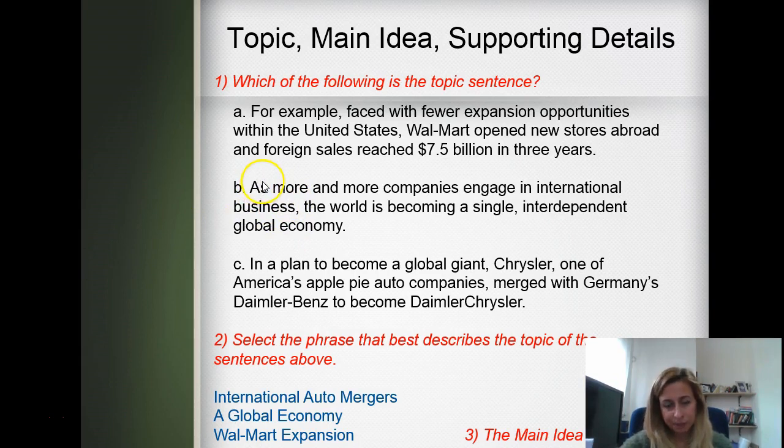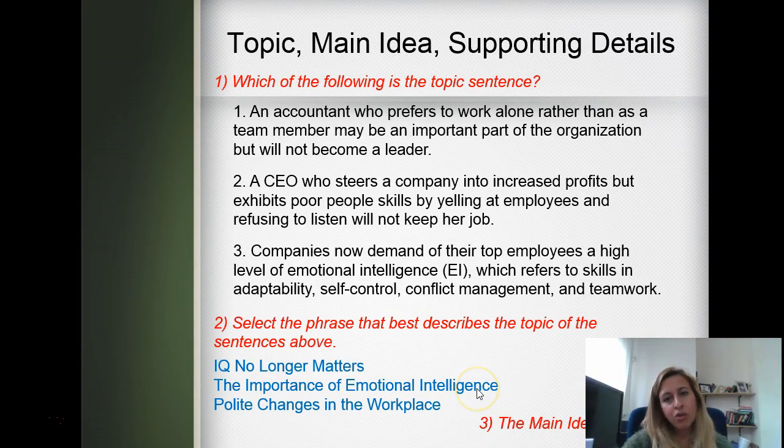Let's read it again, the main idea. As more and more companies engage in international business, the world is becoming a single, interdependent global economy. So actually, this one, a global economy, is the topic. Let's go on. Topic, main idea, and supporting details again.